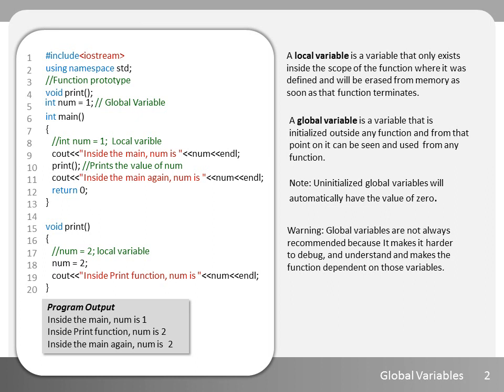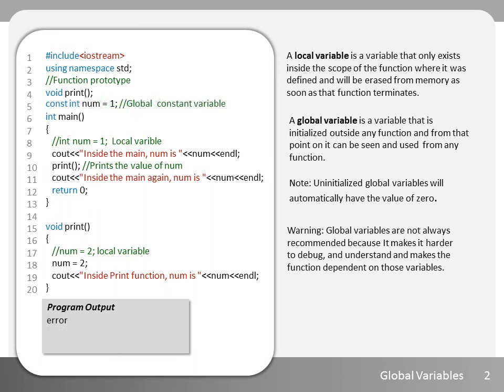Global variables can also be constant. Now I've changed line 5 to make num a constant global variable, and like any other constant, the value cannot be changed. This program would run normally, but in the print function down on line 18, when we try to change the value of num to 2, that would be impossible, and the program will result in an error.